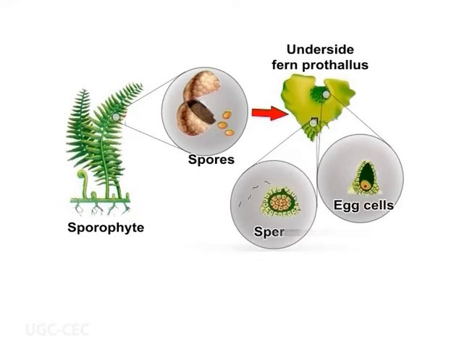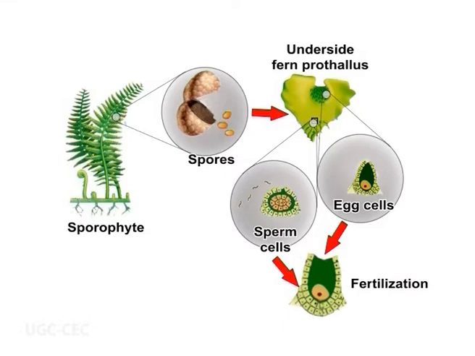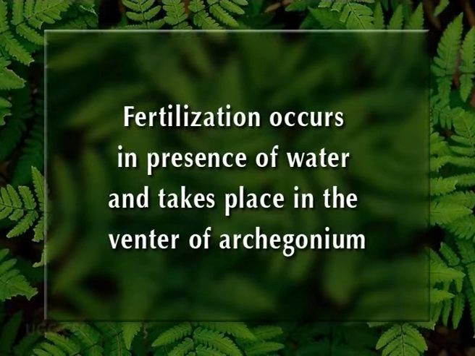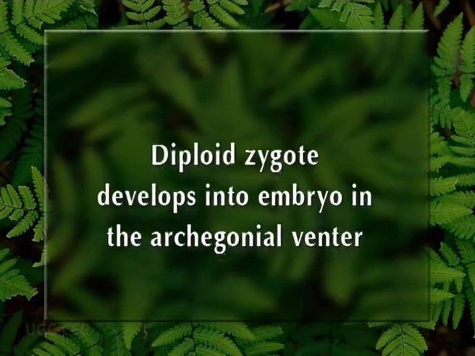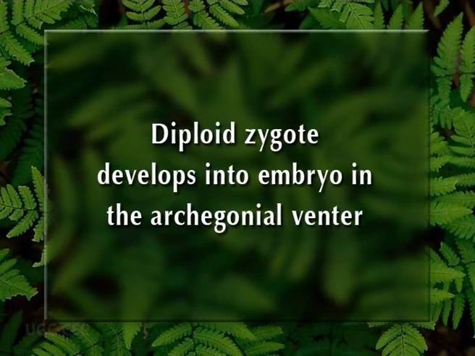Archegonia are multicellular with a sterile jacket but without a stalk. Fertilization, that is the fusion of male and female gametes, occurs in the presence of water and takes place in the venter of the archegonium. The diploid zygote so formed develops into an embryo in the archegonial venter.